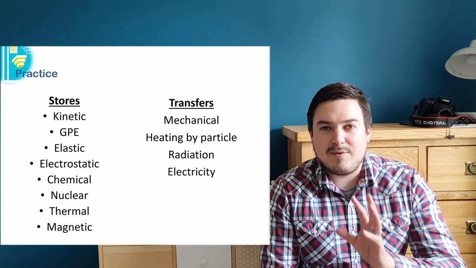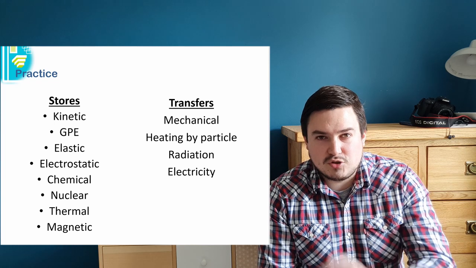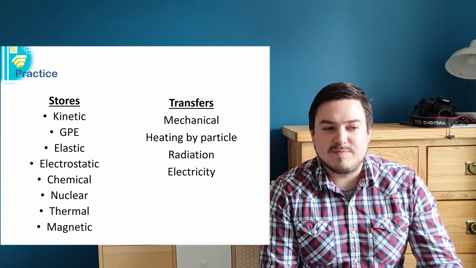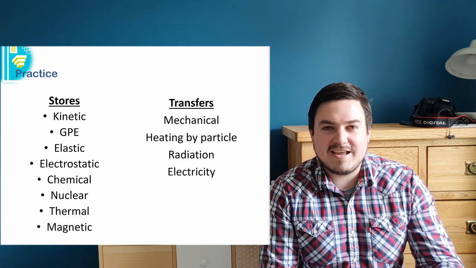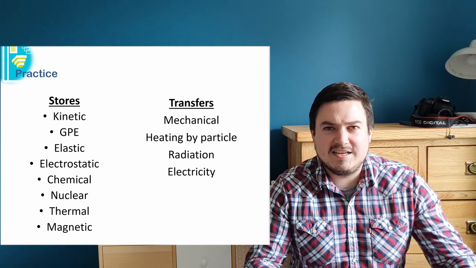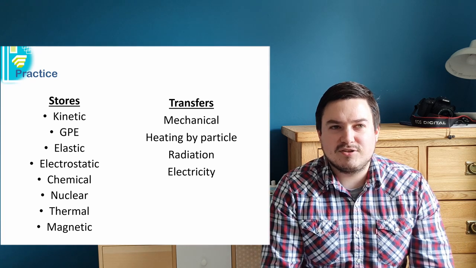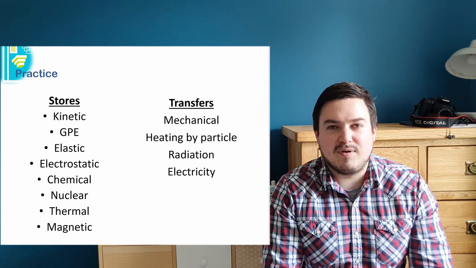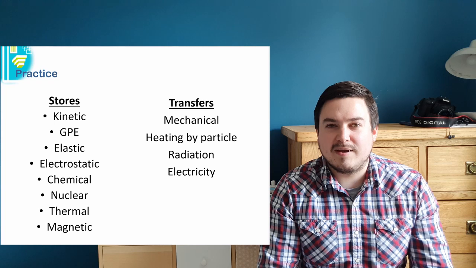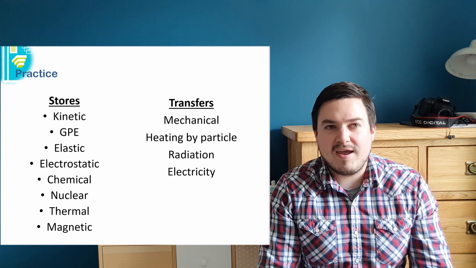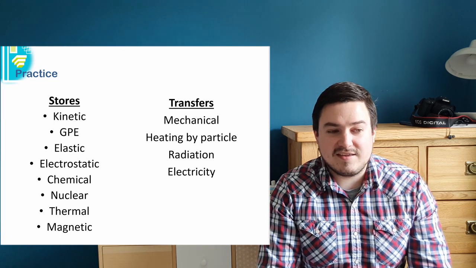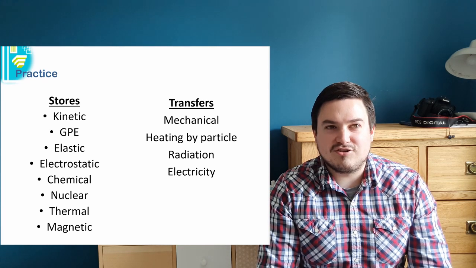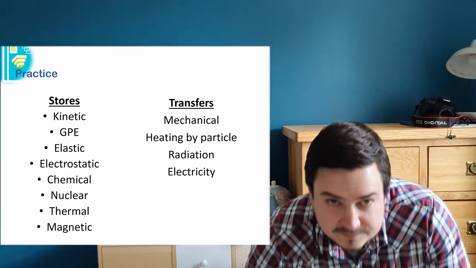Those different energies are how energy is stored, so they're not different types, they're just different stores of energy, and energy is transferred between those stores by one of the 4 different transfers: mechanical, heating by particle, radiation, or electricity. Mechanical is just you physically doing something to transfer it. Heating by particle is if it's transferred by conduction or convection. Radiation is if it's transferred by an electromagnetic wave, which we've talked about, like light or infrared or UV or gamma rays or things like that, anything in the electromagnetic spectrum. It does also include sound, and also electricity is the final transfer as well.